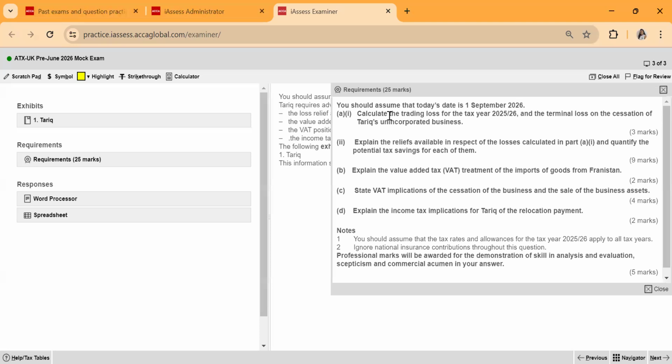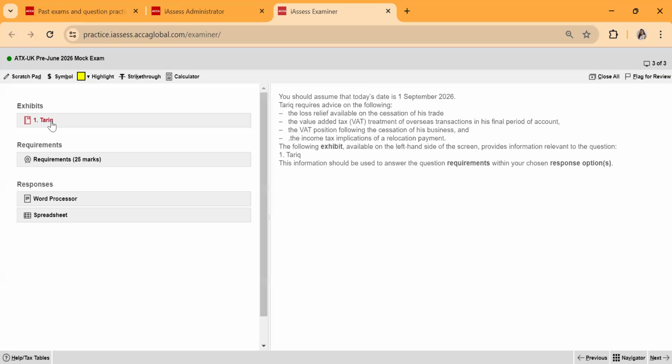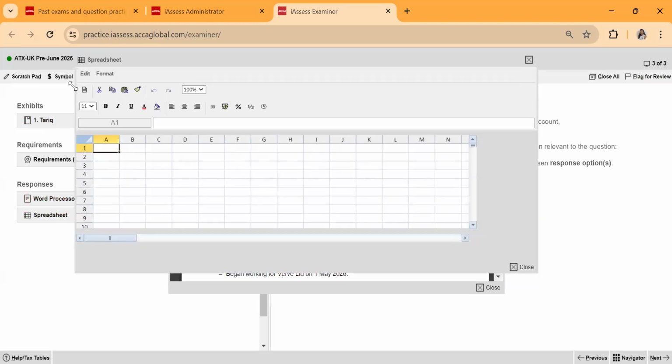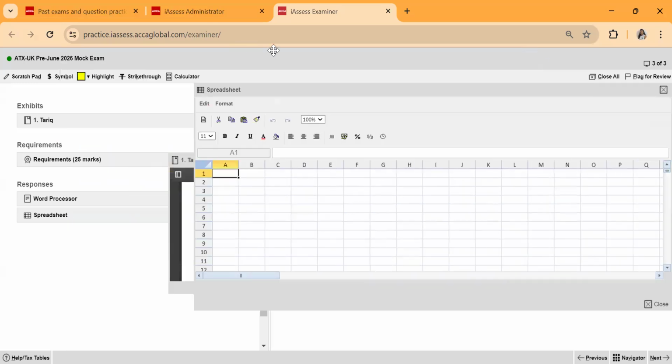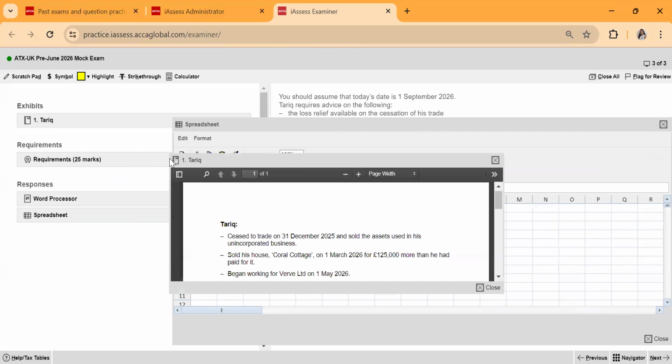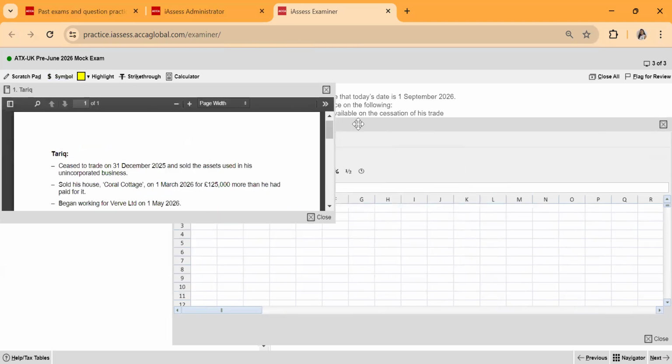The first one: calculate the trading loss for the tax year 25-26 and the terminal loss on the cessation of Tariq's unincorporated business. Only 3 marks: 1 mark for the calculation of the trading loss, and 2 marks for the terminal loss on cessation of business. So just the calculation, not the adjustment. Let's do it here. Let's do it in parallel.